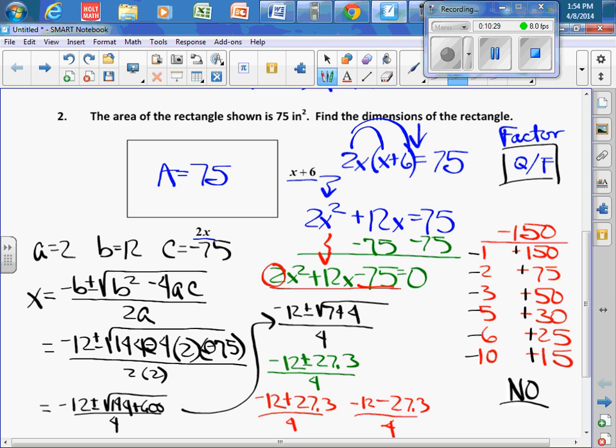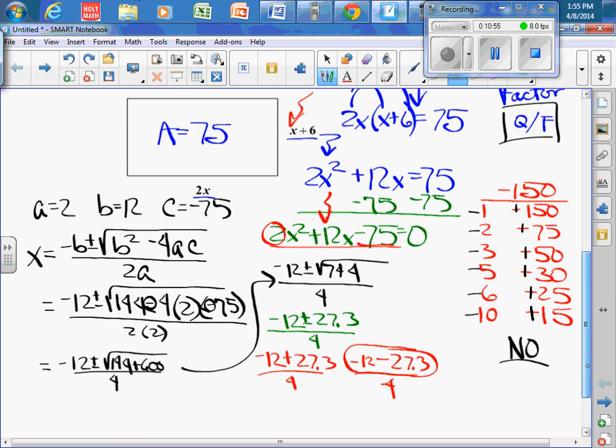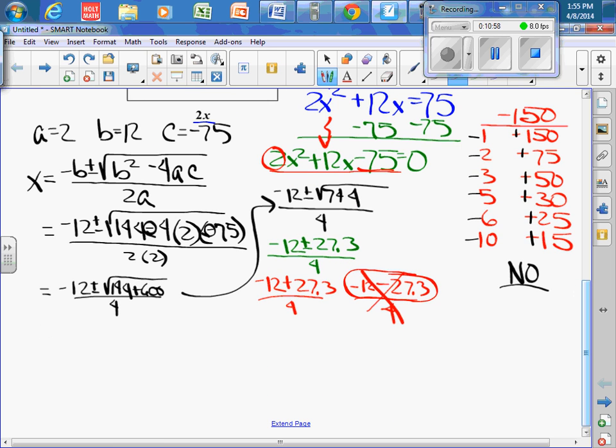Now we are talking again about the dimensions of a rectangle, length and width. Would it make sense to take negative 12 minus 27.3? We're talking about negative 40 there, just about right. Negative 40 divided by 4 is negative 10. Would that work for the dimensions of a rectangle? No. So this one's out. So I'm going to take negative 12 plus 27.3, and I'm going to get 15.3. And I'm going to divide that by 4. This is just an approximation here, but 15.3 divided by 4.